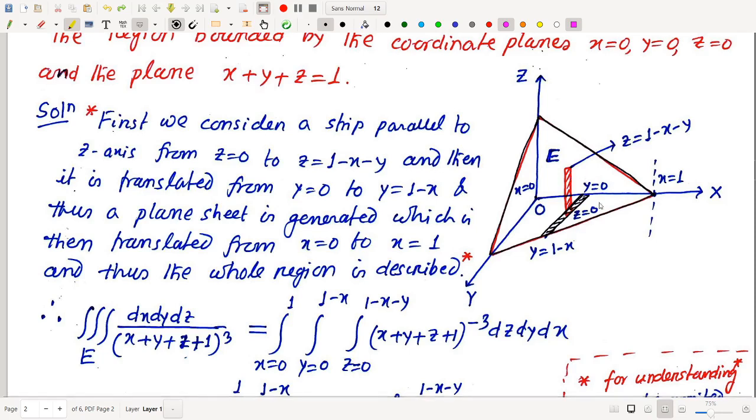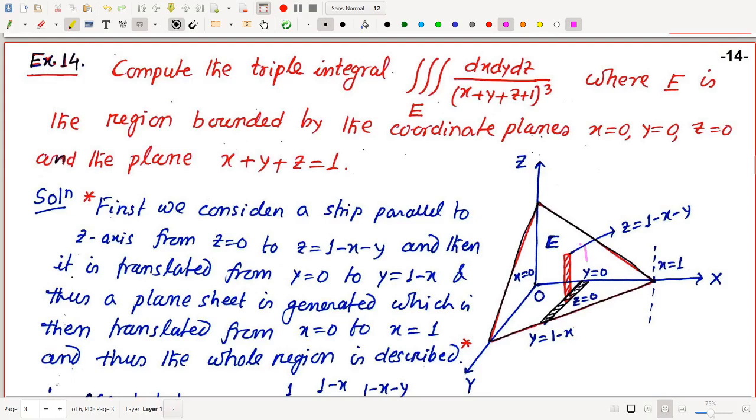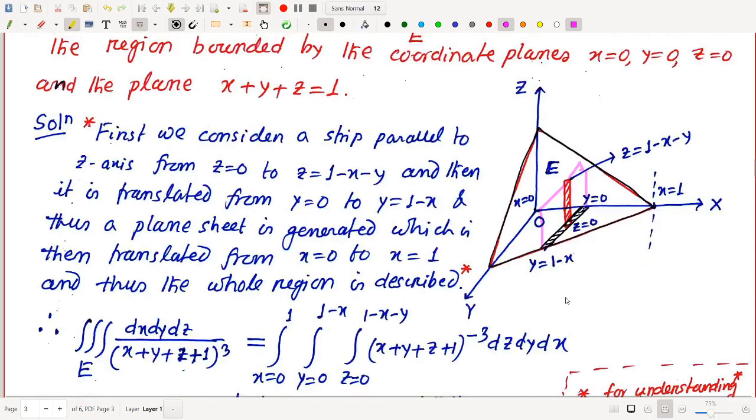Now this red strip is translated parallel to the y-axis from y equal to 0, from the zx plane, to the point y equal to 1 minus x. Actually, when x plus y plus z meets the xy plane, we get z equal to 0. So this becomes a line, x plus y equal to 1. So here y equal to 1 minus x. It means if we move this strip from y equal to 0 to y equal to 1 minus x, a plane sheet will be generated.